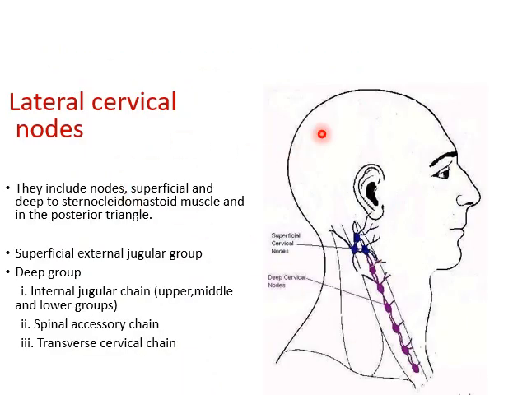Now if we come to the lateral cervical group of lymph nodes, they are arranged superficially along the external jugular vein and deeply along the internal jugular vein as the internal jugular chain, further subclassified into the upper group, the middle group and the lower group, and then the spinal accessory chain, which is along the spinal accessory nerve, and the transverse cervical chain, which is actually the supraclavicular group of lymph nodes.